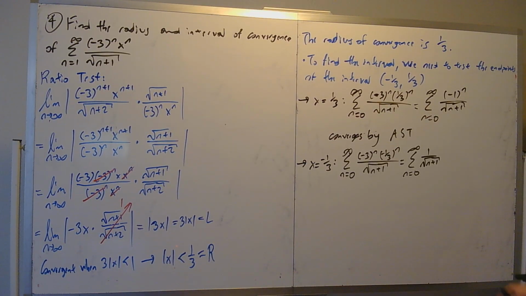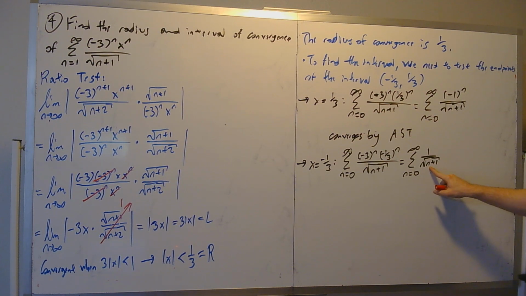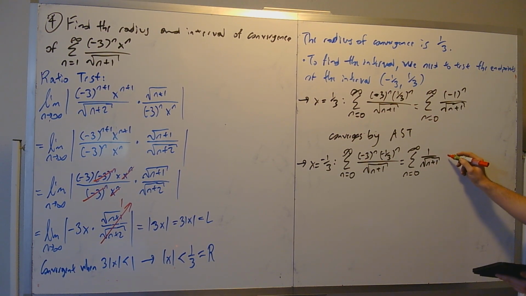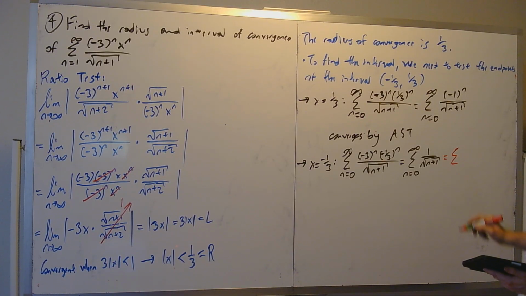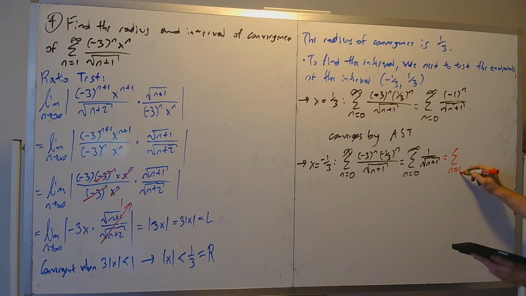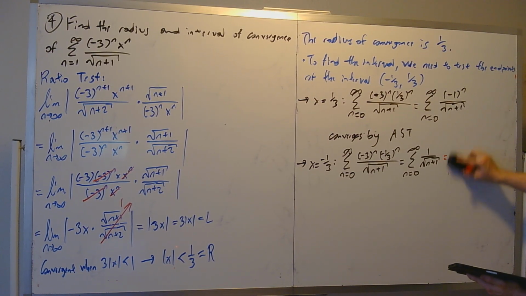But notice here, if we use the direct comparison test, this series is very similar to 1 over square root of n. So I'm just going to say that this is actually going to be equal. So you'd have to check this. But this is going to be equal to the sum from n equals 1. Oh, sorry, I messed up the explanation there.